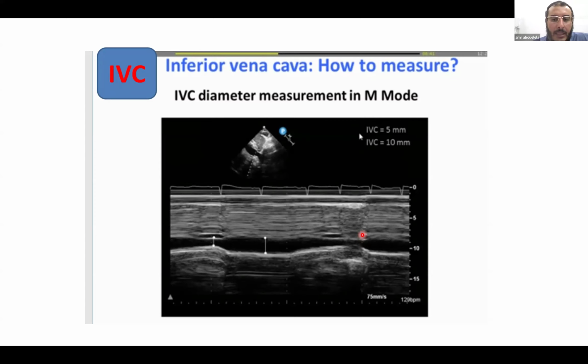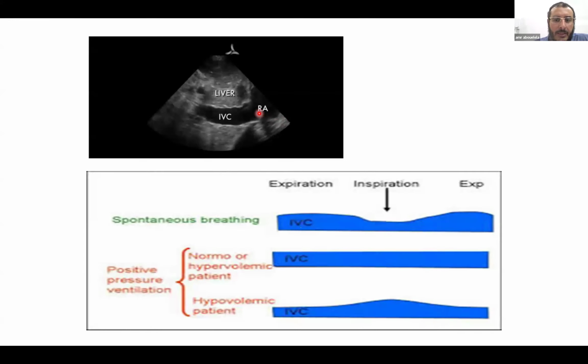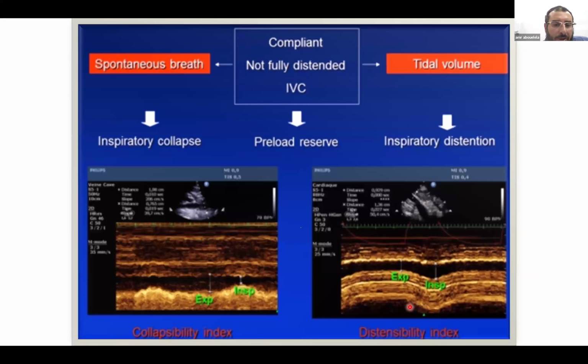And of course, we have readings or numbers for each one. This is, again, right atrium, IVC. You can see for spontaneously breathing, with inspiration the diameter will become smaller, while in positive pressure ventilation, during inspiration the diameter will be bigger. Don't bother yourself, because even in spontaneously breathing or in ventilation, you are measuring from the M mode the maximum diameter and the minimum diameter, and this will be correlated with inspiration or expiration, whatever.